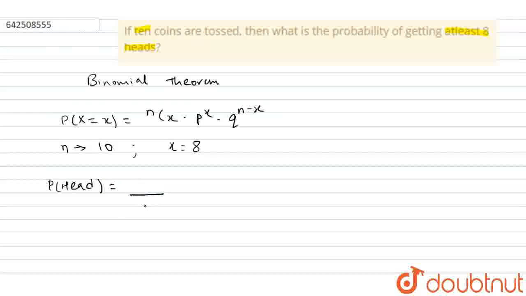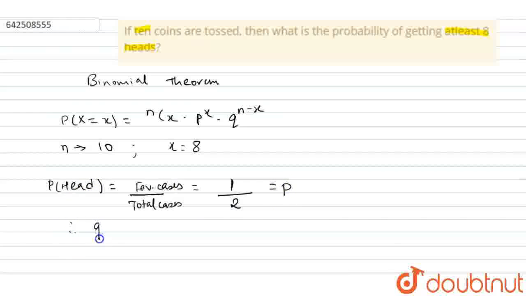So in the denominator we have the total number of cases, and in the numerator we have the favorable cases. What are the favorable cases? Out of one head we need one head, so the answer is 1. And in the total cases we can get a head or a tail, so total cases are 2. So the probability of getting a head is half, which is nothing but my small p over here.